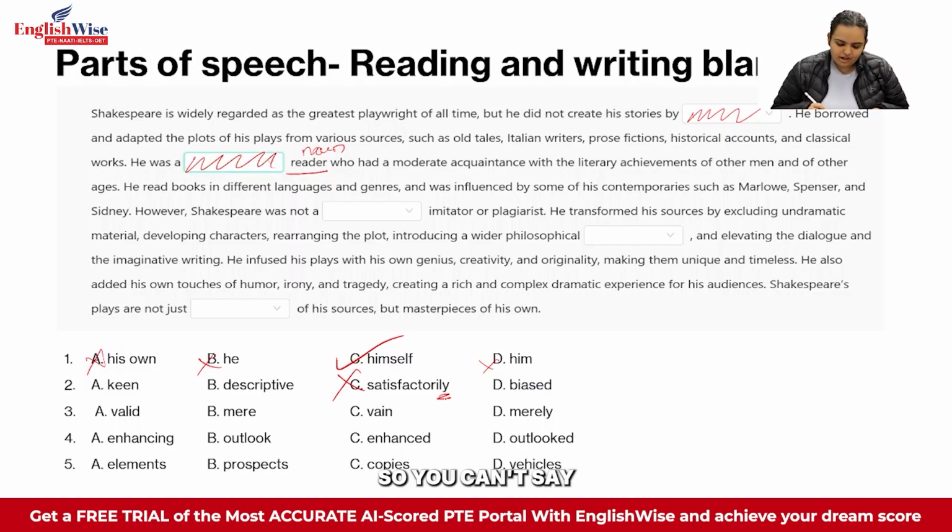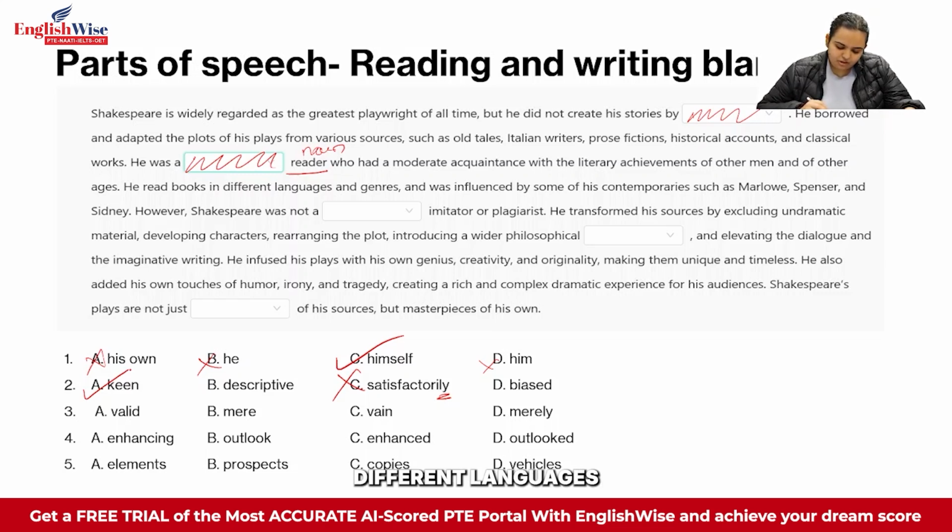So here you can't say he's a descriptive reader. Descriptive reader doesn't make sense. Biased reader, okay, so far in the sentence we have not mentioned that he is only favoring one side of the story that he reads. So I will say he's a keen reader. That means he reads too much. Okay. Now let's read further.